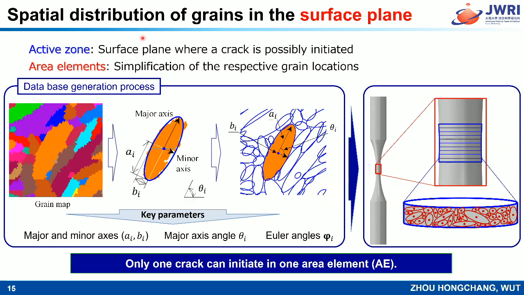Submodel 2, the goal is to define the spatial distribution of the microstructure on the surface plane and the inside plane. Firstly, I will introduce the surface plane modeling process. Firstly, we need to obtain the microstructure information through the EBSD results. Here, I show the grain map from the EBSD, and then we model the grain as an ellipse. And we obtain the key parameters of the grain: the major and minor axis length, and the major axis angle, and the unit angle of this grain. And then we use the Monte Carlo method to obtain the surface grain distribution.